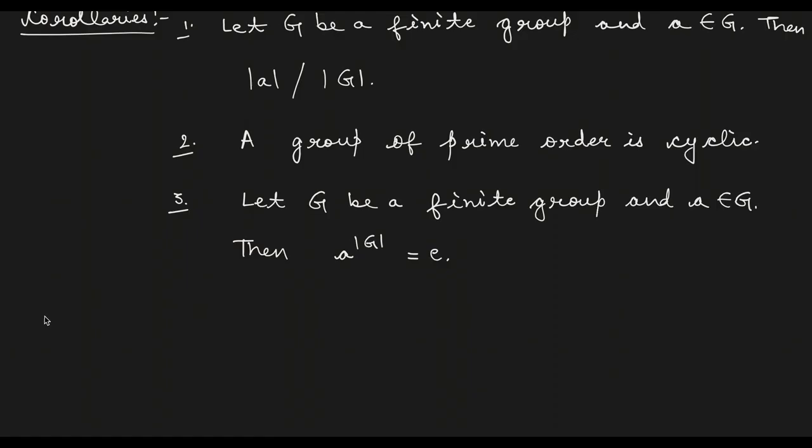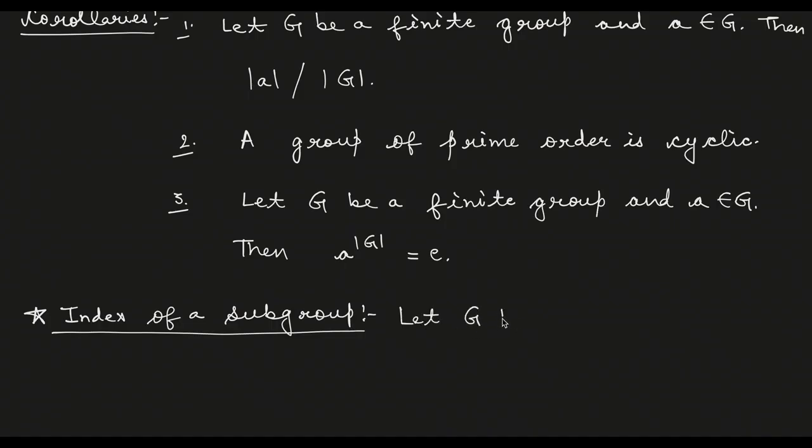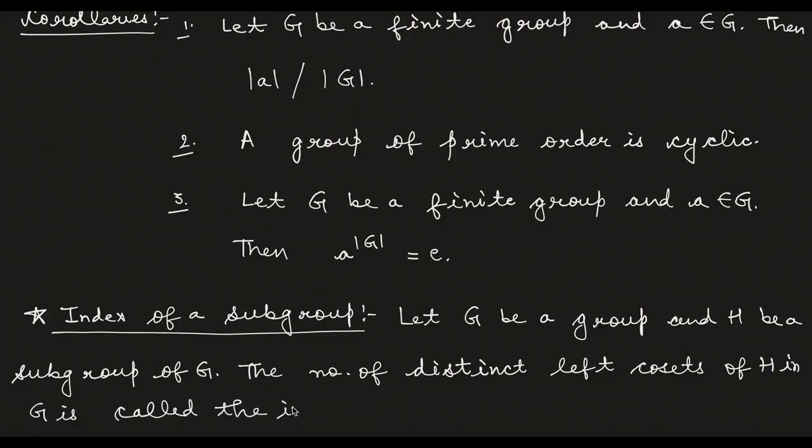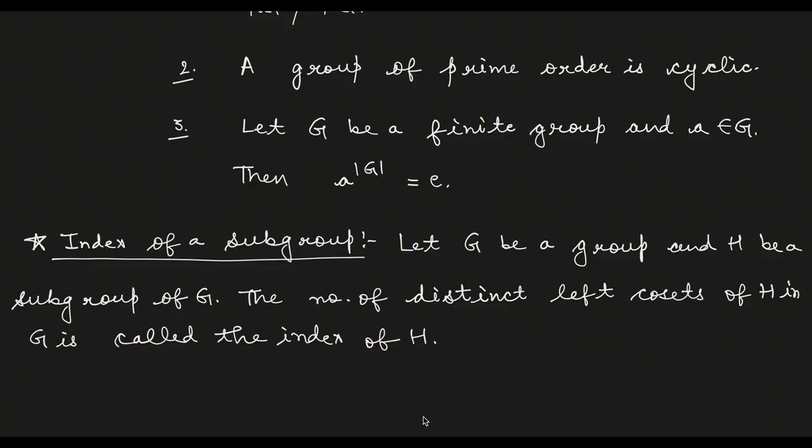Next is the index of a subgroup. Let G be a group and H be a subgroup of G. The number of distinct left cosets of H in G is called the index of H. So, the index of any subgroup is the number of distinct left cosets of H in G.